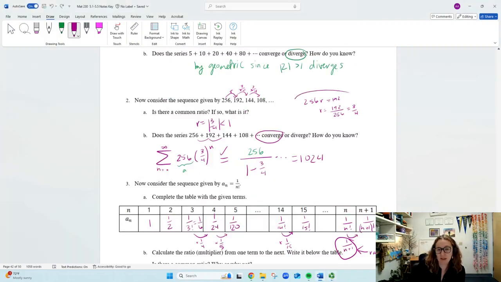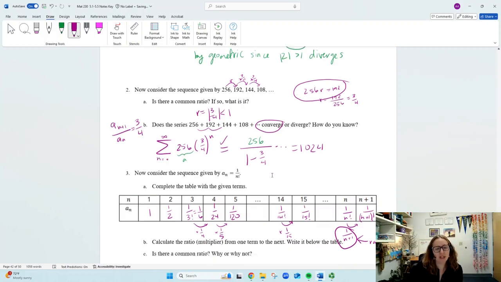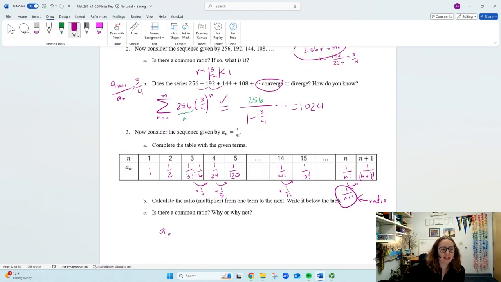What I did up here was take a term and multiply by that ratio to get the next term. We ended up with our second term over our first term, which is another way of saying our n plus 1 term divided by the term right before it, and in this case that gave us a ratio of 3/4. Down here, if I did that same thing, so I took my n plus 1 term over my a sub n term, that would actually give me the ratio of 1 over n plus 1. I'm going to do this on my next page.